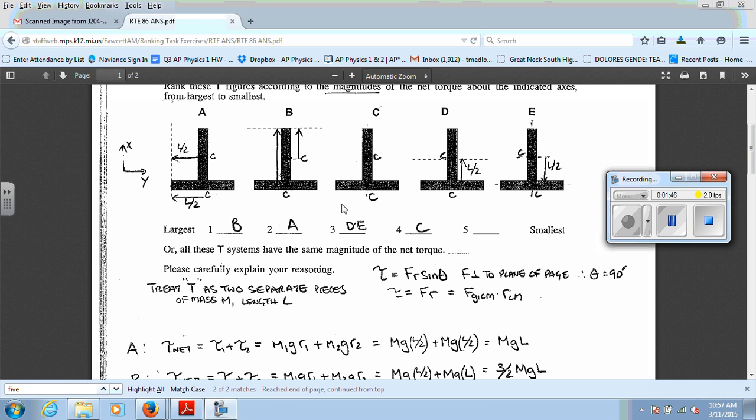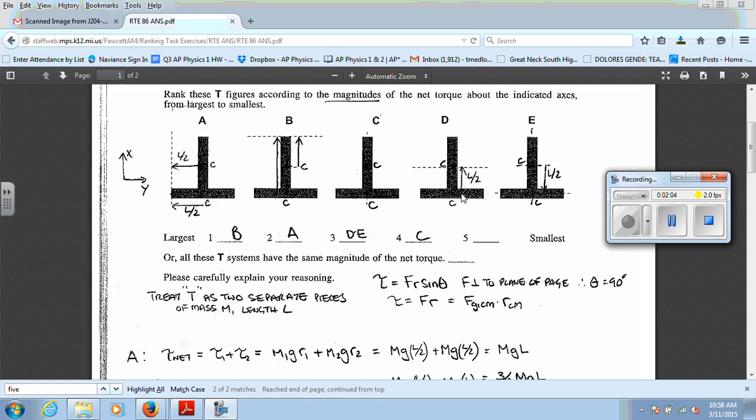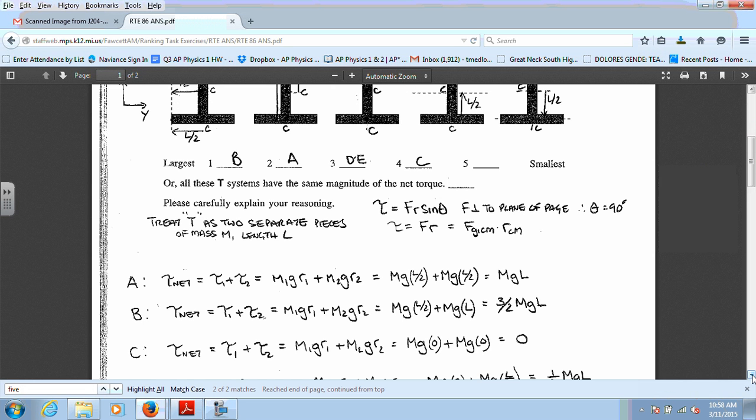You can tell probably just from looking that B is going to be the biggest. It has mg over L, right? That would be this bit right here. And then it has this mg over half the length there, right? So that would be 3/2 mgL if you combine the two torques on B. C is going to have an equal amount of torque and counter torque on either side, so it should add up to 0 down here.